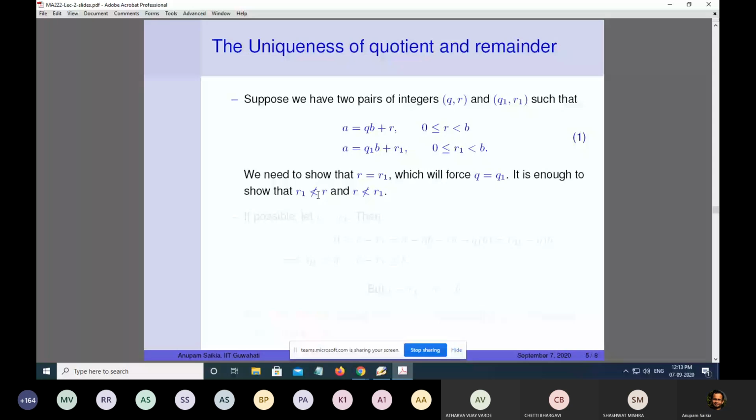So how do I show? Let's first rule this out: let R be bigger than R1. Then what do I have? I have R minus R1 is strictly positive, because R is strictly bigger than R1. R is A minus QB and R1 is A minus Q1B. So if I combine it together, I get it as a multiple of B with Q1 minus Q. And since this multiple is positive, and B is positive, Q1 should be bigger than Q.